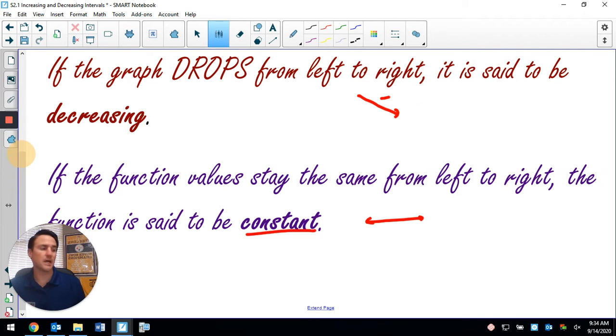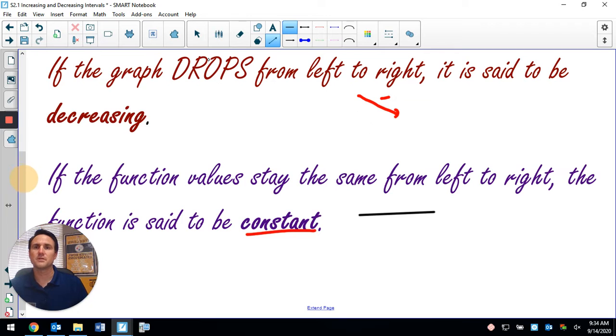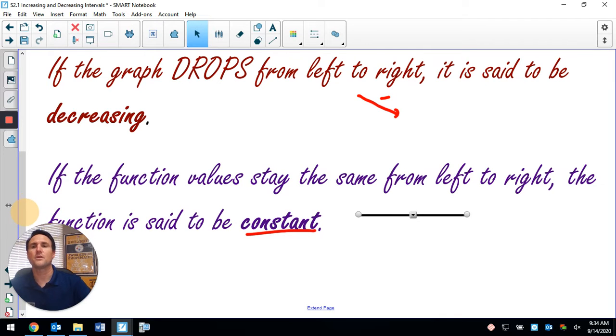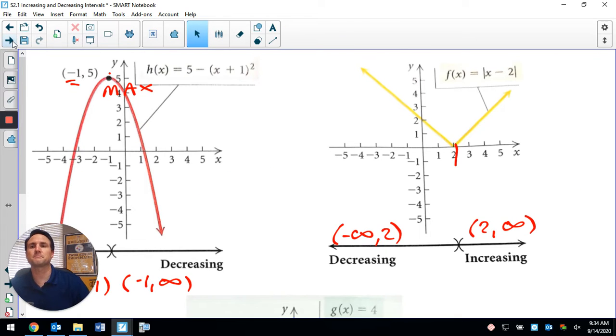Not going up, not going down. That's a bad horizontal line. Let's try that again. How about a line tool like this? Yeah. Horizontal would be constant. So those are your three possibilities, whether it's increasing, decreasing, or constant. And remember, we're going from the left to the right on a graph.